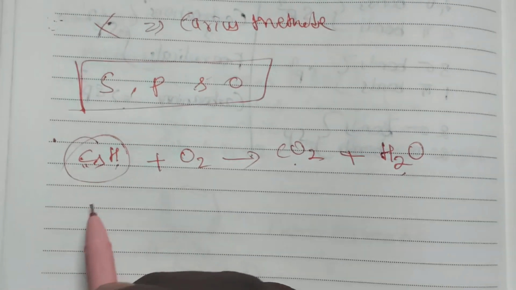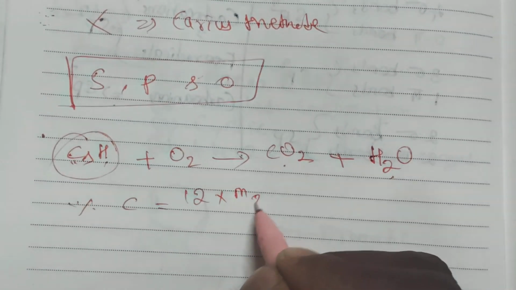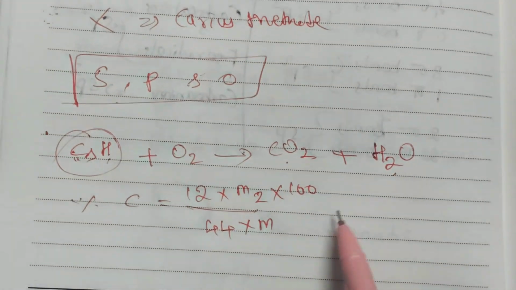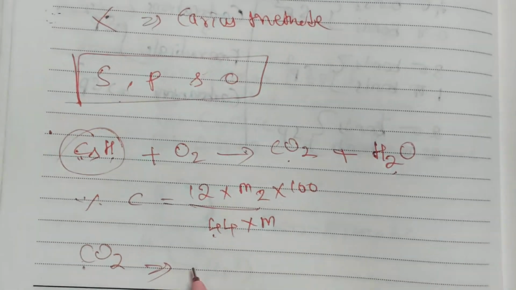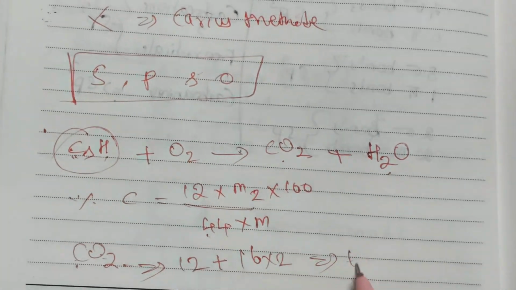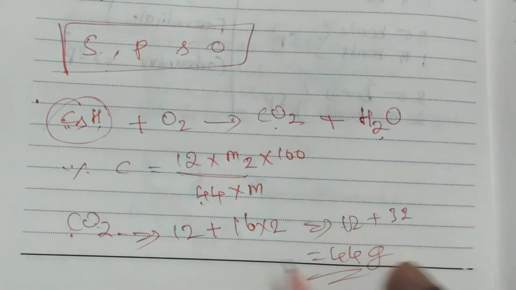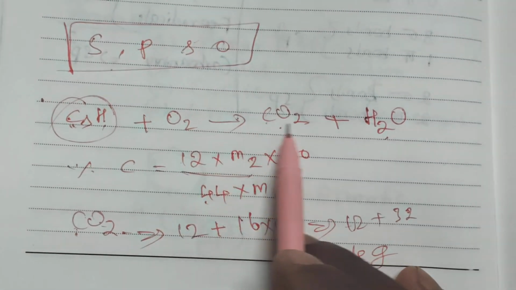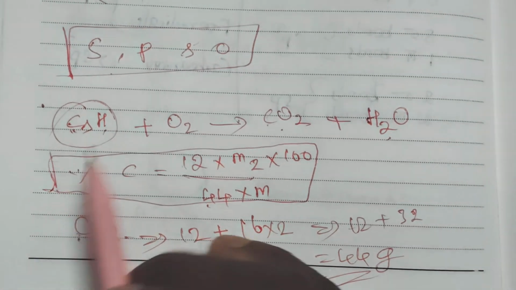The percentage of carbon is equal to 12 into m1 into 100 divided by 44 into m. Here 44 is the molecular weight of carbon dioxide. Carbon dioxide has carbon of mass 12 and oxygen of mass 16 two times, so 12 plus 32 is equal to 44 gram. Each carbon is converted into carbon dioxide, so carbon of mass 12 and carbon dioxide of mass 44. From this formula we can estimate the percentage of carbon in the organic compound.